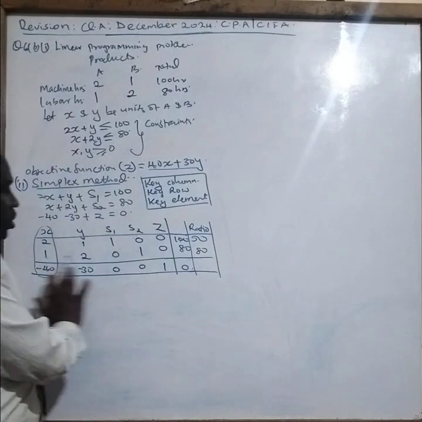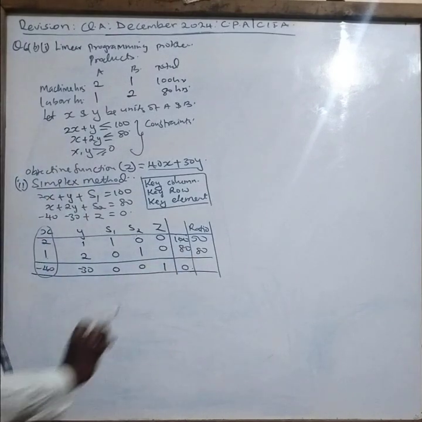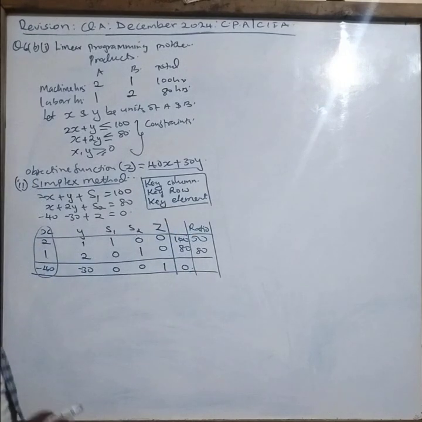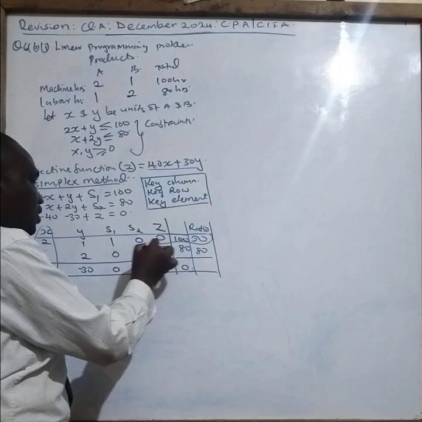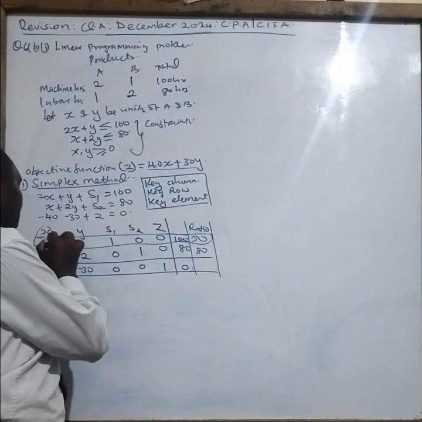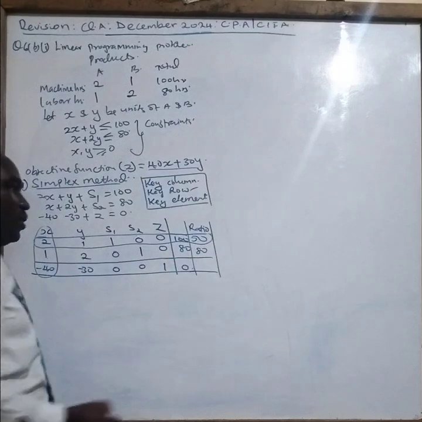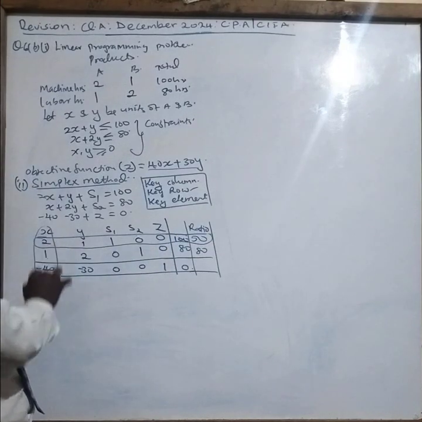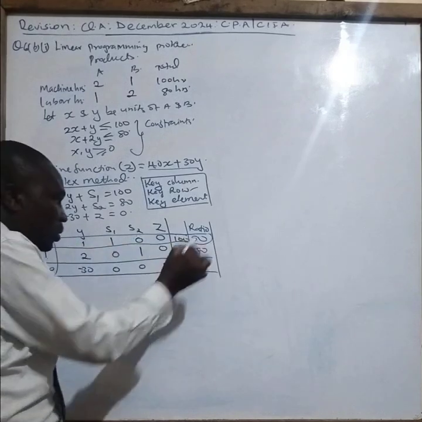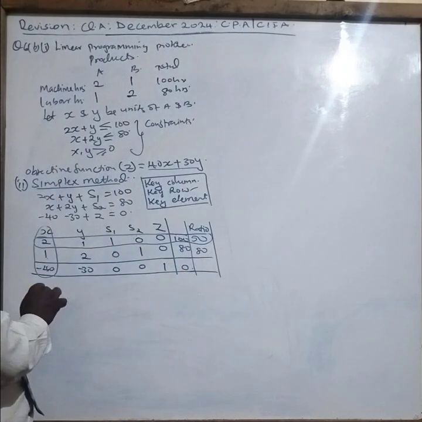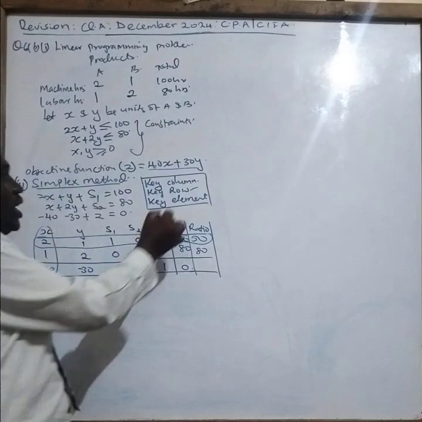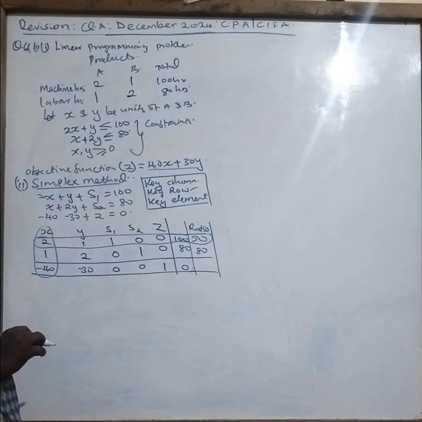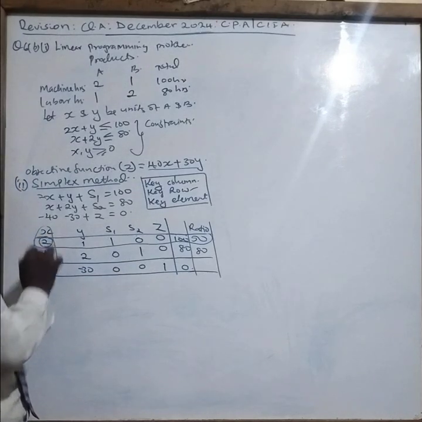Now we are not touching the profit function. We are just working on this one. Once you have done that, check the ratio. Which one is the smallest ratio? That is 50. So this 50 lies on your first row, and that becomes your key row. So I have my key column and my key row. Where my key column and my key row intersect, that element in between them is what we call the key element. Where is my key element now? My key element is 2.